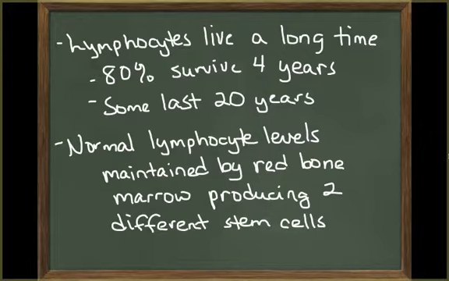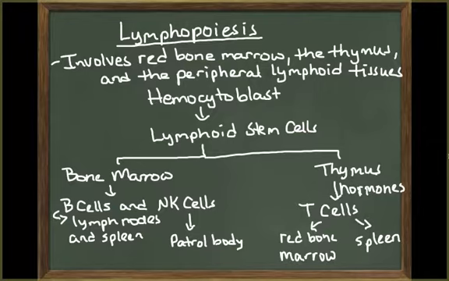Normal lymphocyte levels are maintained throughout your life because your body produces new lymphocytes in the red bone marrow and the lymphoid tissues. Lymphocytes are produced in a process called lymphopoiesis. Lymphopoiesis involves the red bone marrow, the thymus, and the peripheral lymphoid tissues. This process begins in the red bone marrow, where a stem cell called a hemocytoblast divides to become a lymphoid stem cell. These lymphoid stem cells will then differentiate into all types of lymphocytes.